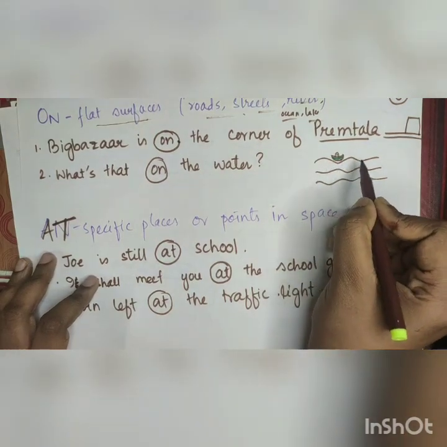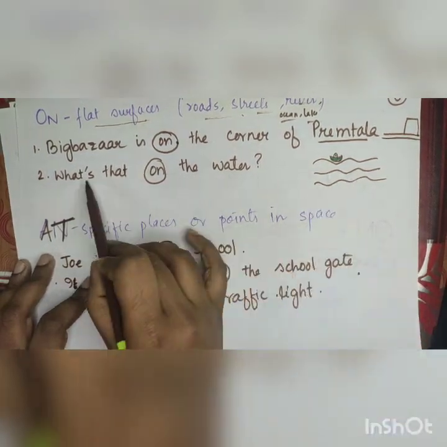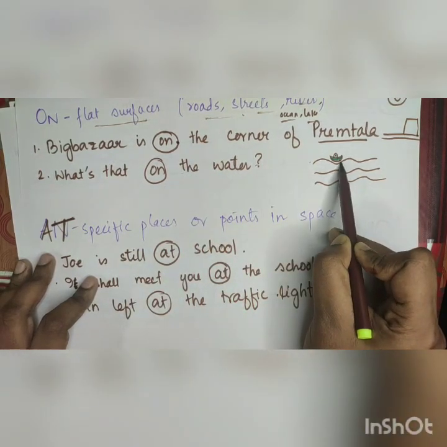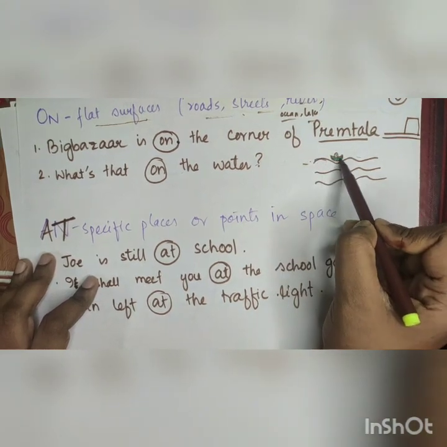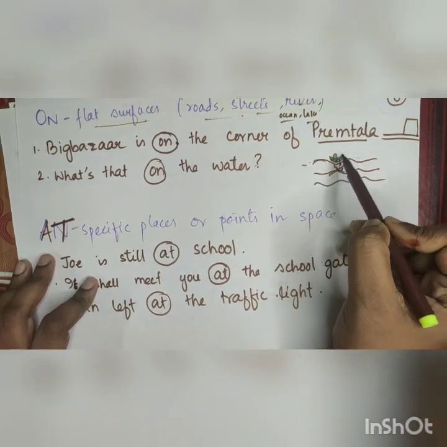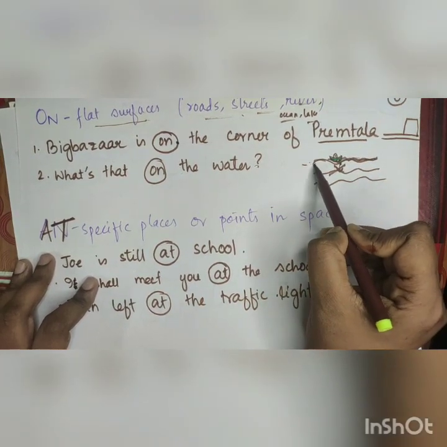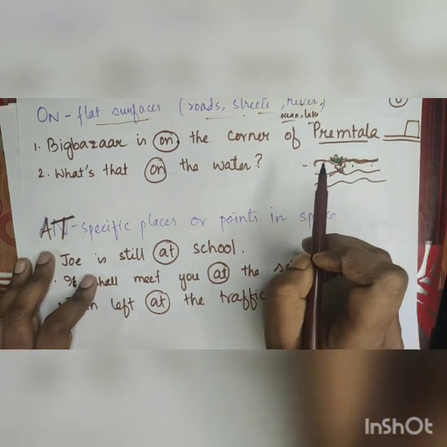See here, you are seeing water and something is floating over it. So you can ask your friend, what's that on the water? So there is something floating over the surface. It is not going down. It is on the surface of that. That's why you can ask your friend, what's that on the water?